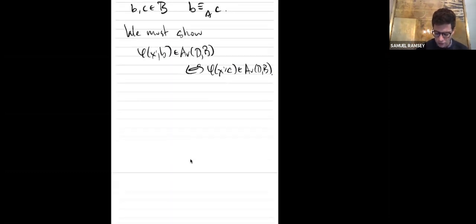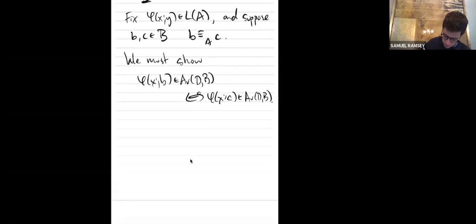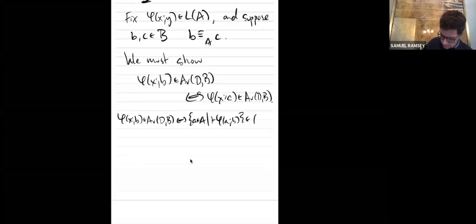Okay, so this is simply a matter of unraveling the definition. So let's do it. phi(x,b) is in Av(D,B) if and only if the set of a in A such that phi(a,b) is true is in D. But notice that because b and c have the same type over A, this happens if and only if the set of a in A such that phi(a,c) is in D. Why? Because these two sets are equal.